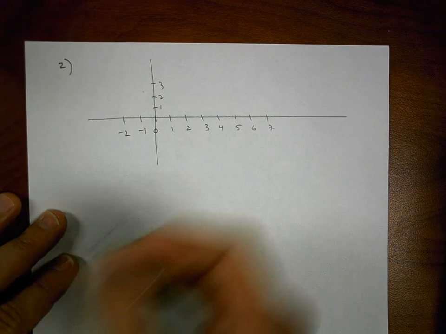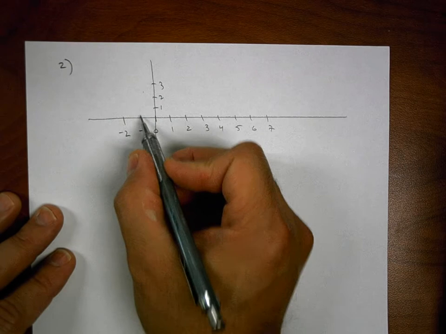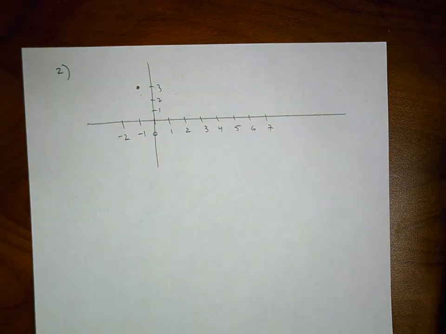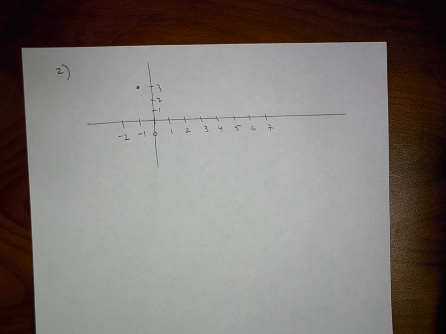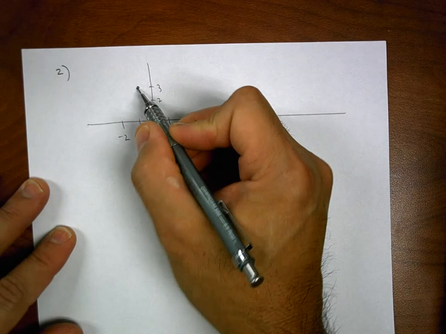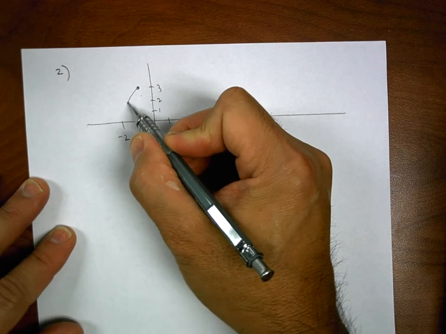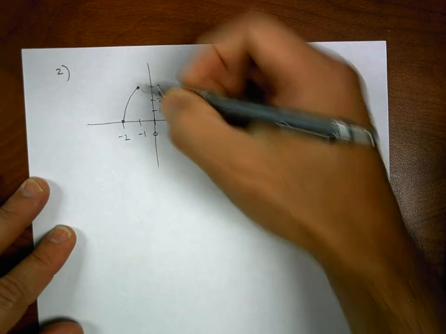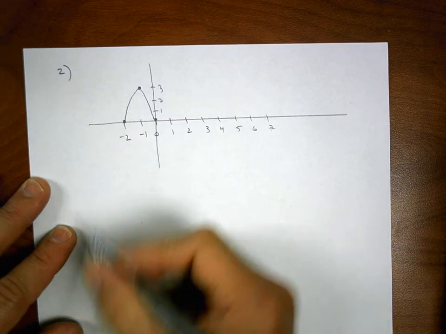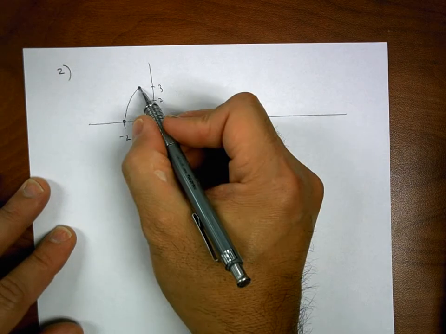Okay, so let's graph. So at -1, 3, put a dot. That's going to be a vertex. Okay, so this one's going to be a parabola that opens down. So just open it down and it stops there. Opens down to 0. So it looks like a V, but that's a parabola. It should be more of a curve there, but that's a parabola.